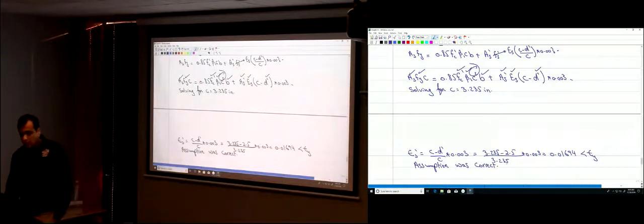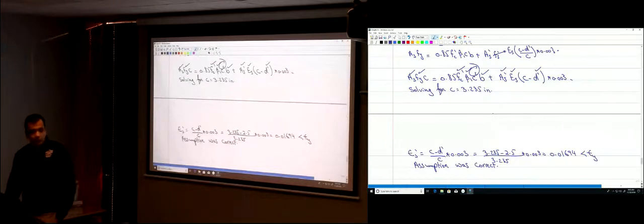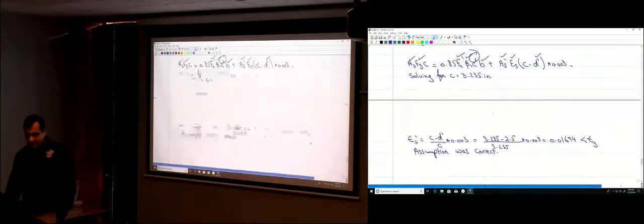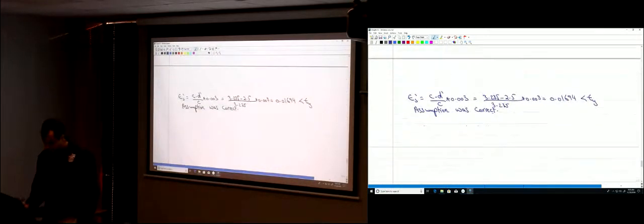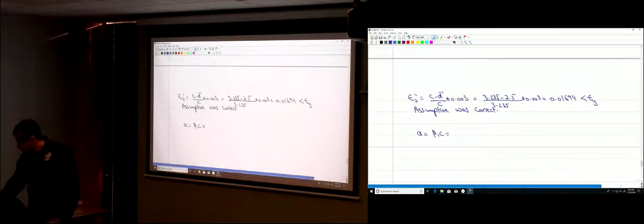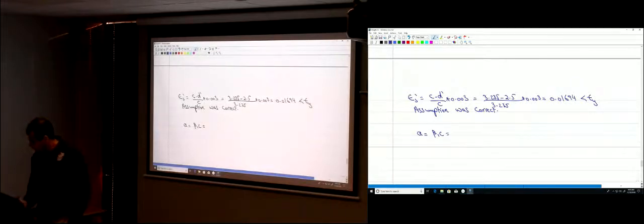So now we know the distance C. We need to find the nominal capacity of the section. How much is the nominal capacity? So let's go ahead and find A. It's beta 1 C. So A is equal to 2.75 inches.